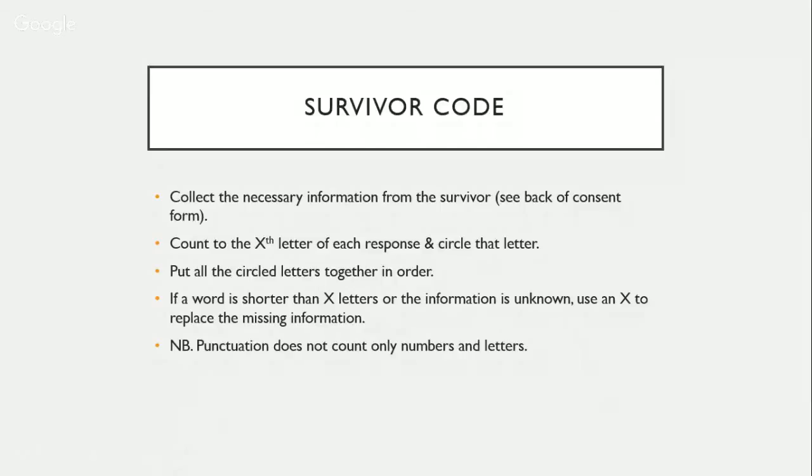In Arabic settings, you'll probably want to pick the first letter and make that build your survivor code. Once you pick each letter from their response, put them in order, and that creates your survivor code. If you ask a survivor one of these questions, for example, the village or town you were born in, and they don't know, you can replace their response with an X and make that part of your survivor code.